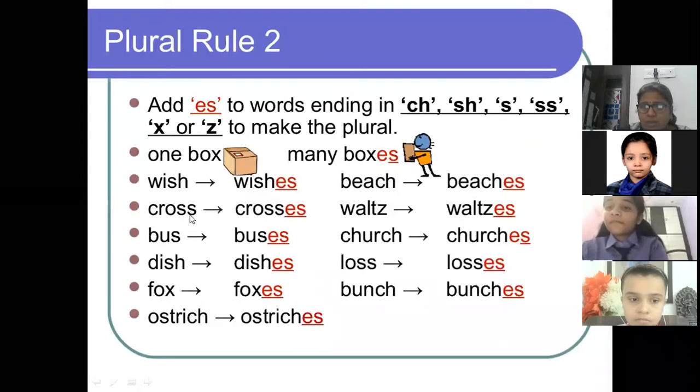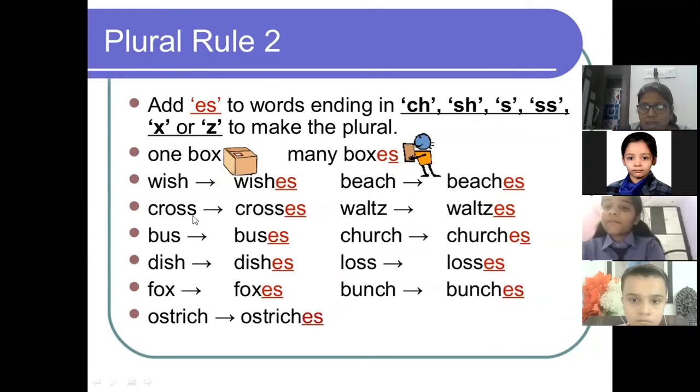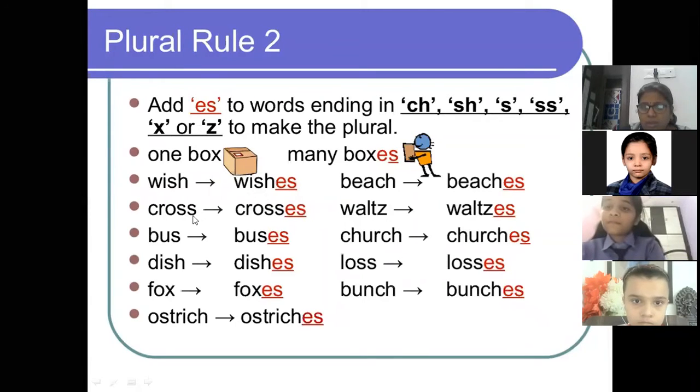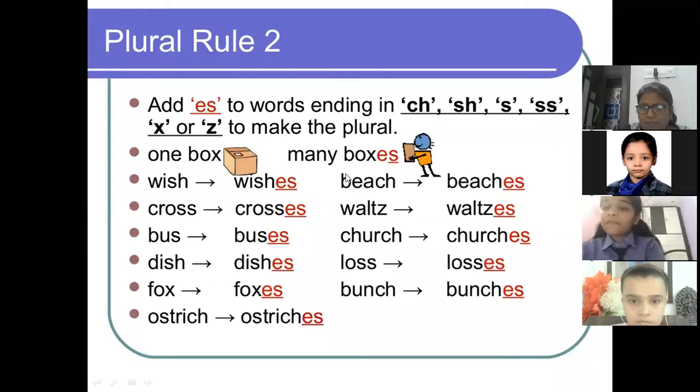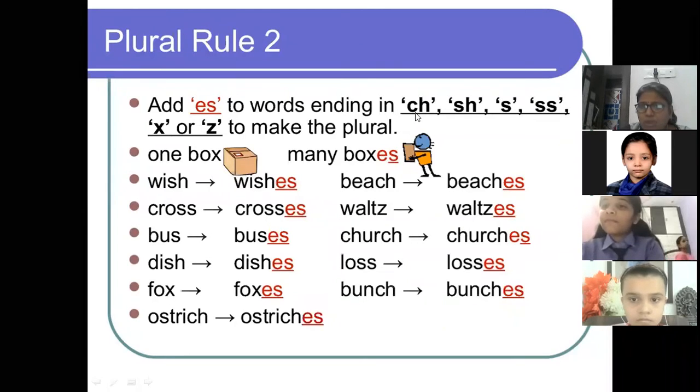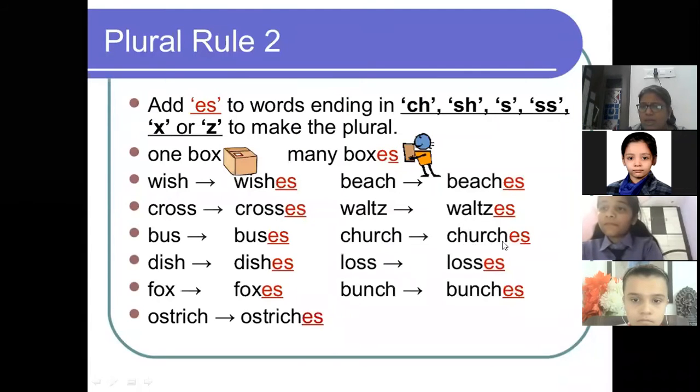Next, double S. Here is the word for double S, CROSS, cross. So again, double S is the last two letters of the word. So we have added ES. Then we'll move to CH. So CH is again church. Last two letters are C and H. So we have added ES and the word is becoming churches.